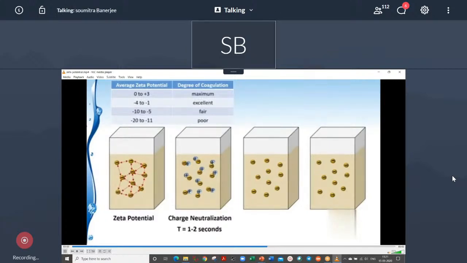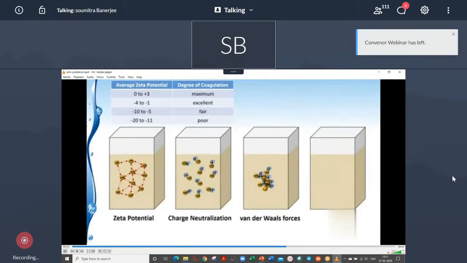Well, now that we've neutralized the charges, there's this thing called van der Waals forces that come into effect. Van der Waals forces is the force between all objects that tries to pull them together. So it's not until van der Waals forces overcomes the zeta potential that these colloids can come together and form a flock. By neutralizing the zeta potential, van der Waals forces can then go into effect and our microflock can become macroflock.